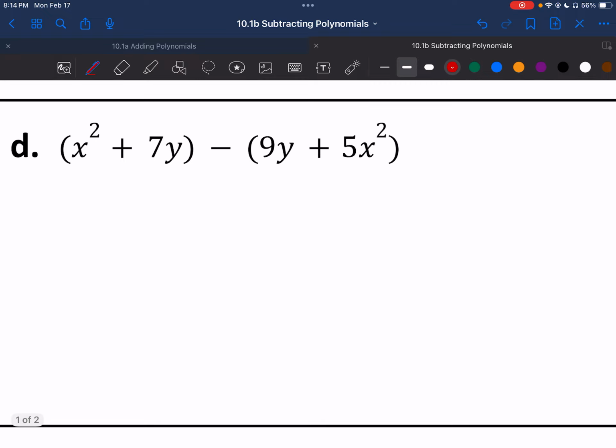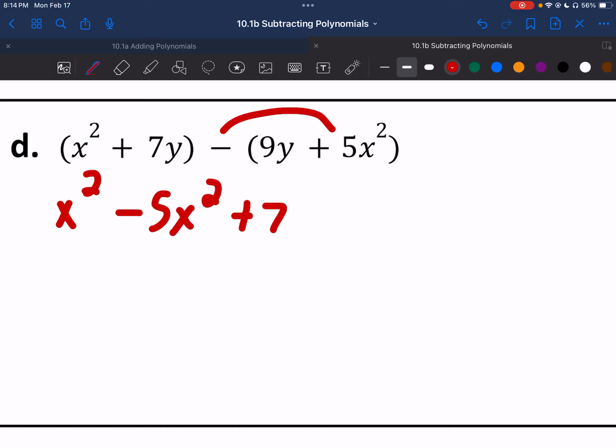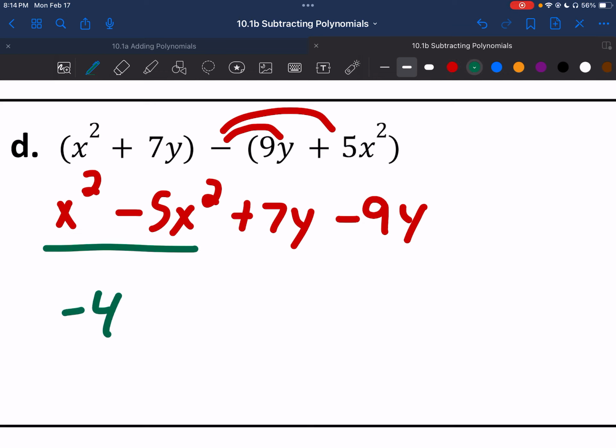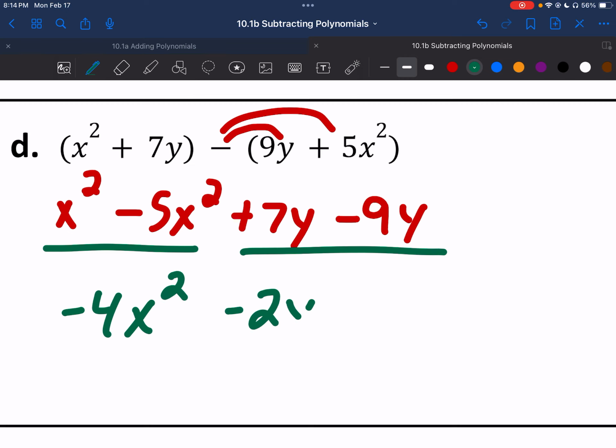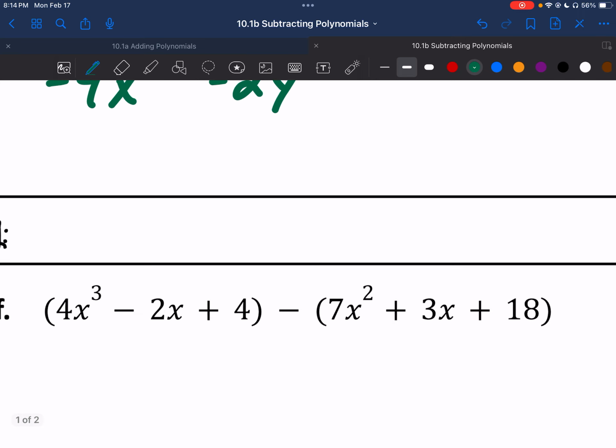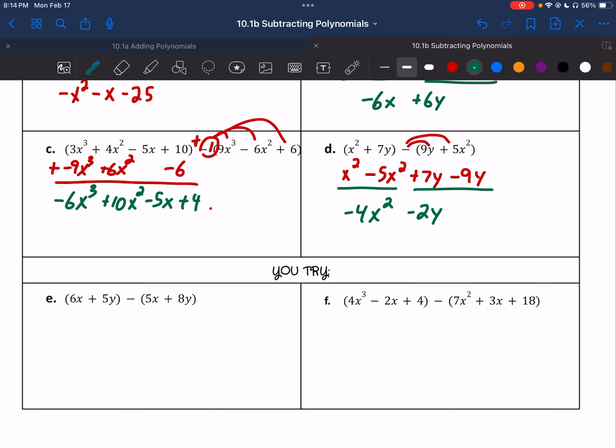Letter D. We start off x squared, and we're going to minus 5x squared plus 7y minus 9y. Combine like terms, x squared minus 5x squared is negative 4x squared. 7y minus 9y is minus 2y. Now, we have two you-try problems here and two on the next page. Go ahead and try those and come back and check your work.